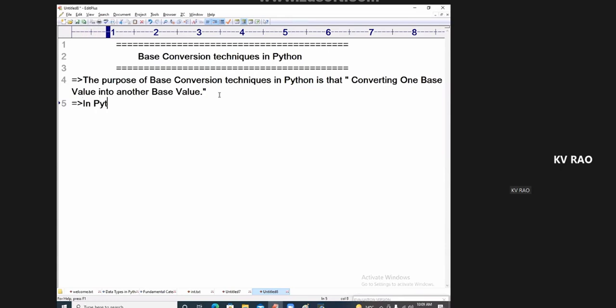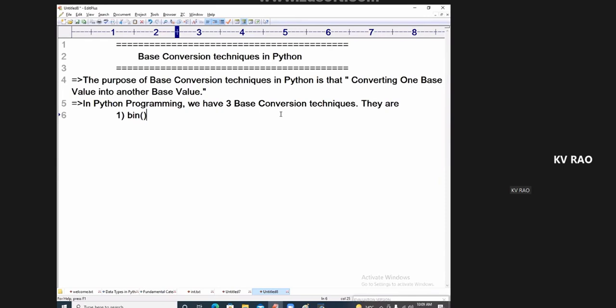In Python programming, listen, we have 3 base conversion techniques. Yes, what is the first base conversion technique? First, you are getting the predefined function, bin of.